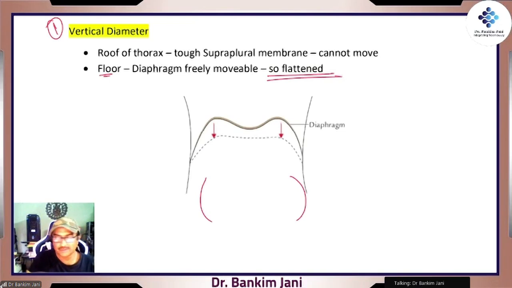So here it is the vertical diameter, top to bottom. This is the diaphragm. When we breathe in, the diaphragm will go down. The diaphragm is freely movable, so it is flattened. Thus the lungs get sufficient space to inflate.